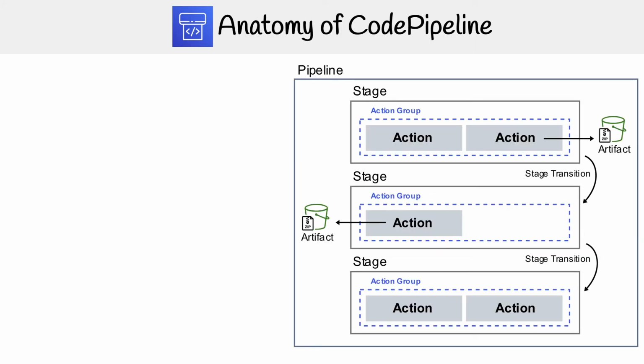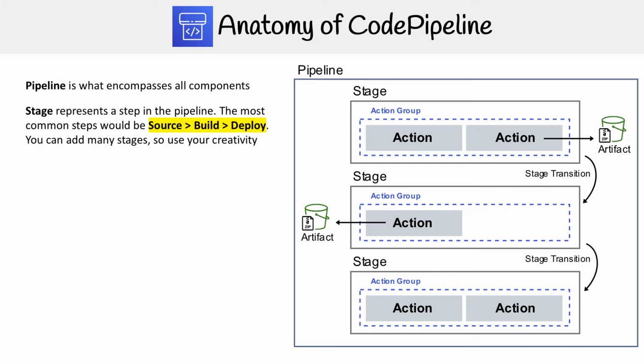All right, so let's look at the anatomy of a code pipeline. So here I have a technical architecture that has all the components, and starting at the top, we're going to look at the pipeline itself, and this is what encompasses all the components. Then you have stage, and so we have multiple stages, and they represent a step in the pipeline.